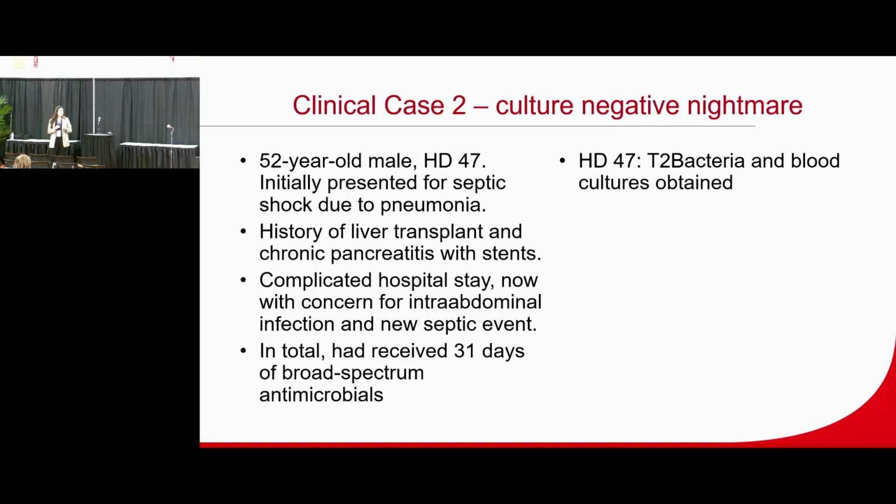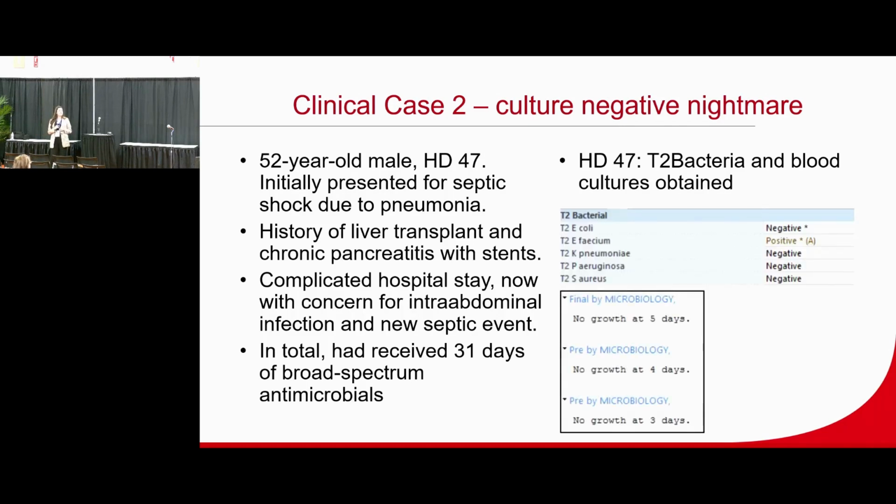We got a T2 bacteria and blood cultures obtained, and this is what popped up. Again, your T2 bacteria comes up within 3 to 5 hours. Your blood culture was negative. There was no positive blood culture, so we didn't get anything on the gram stain. We didn't get anything on blood cultures. But utilizing this positive T2 for E. faecium and subsequently these negatives, right?